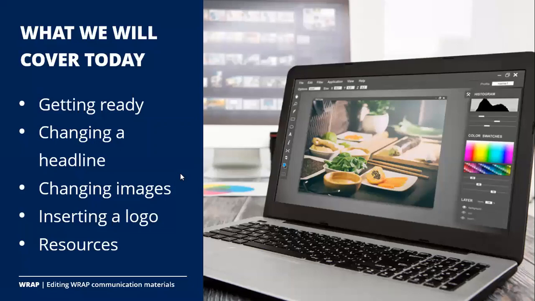Thanks, Julia. Hi, everyone. So my name is Harriet Nally, and as Julia said, I'm covering for our design manager today. So I'm going to be running through a demo of how to edit wrap materials using Adobe InDesign. So what we're going to cover today, we're going to start by talking about everything that you need to get ready to edit materials. We're going to look at how to change a headline on wrap materials, how to change an image, how to insert your logo, and then finally, Julia's just going to touch on some of the resources that are available to you.